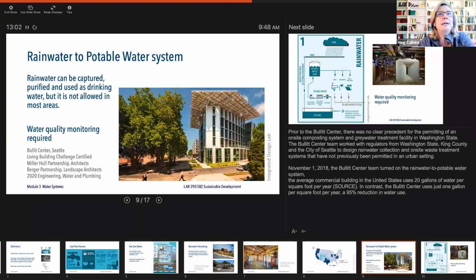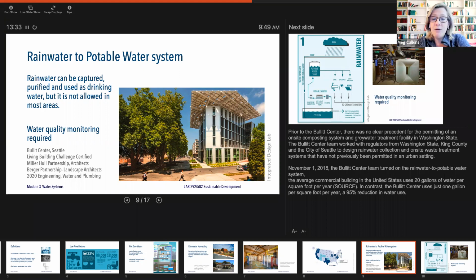So here we see the highest profile building in the US that does capture rainwater and treat it enough that it becomes potable water. This is the Bullitt Center in Seattle. It is also Living Building Challenge certified. The architects are Miller Hull. The landscape architects are Burger Partnership. The engineers are 2020 Engineering, Water, and Plumbing.